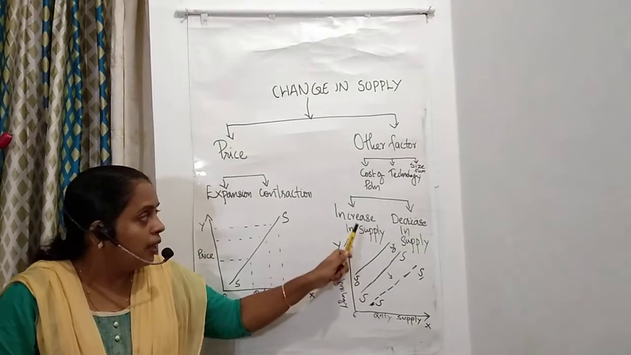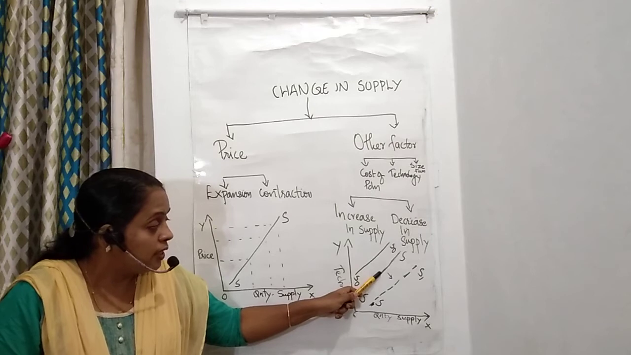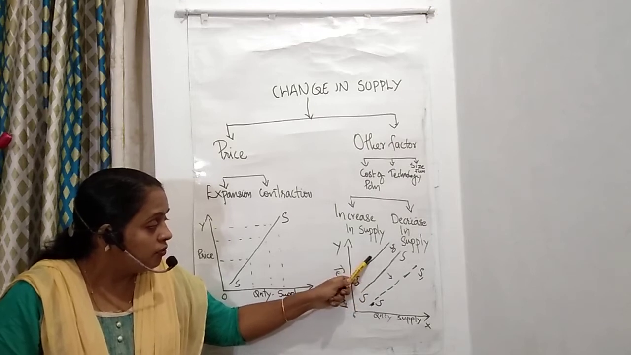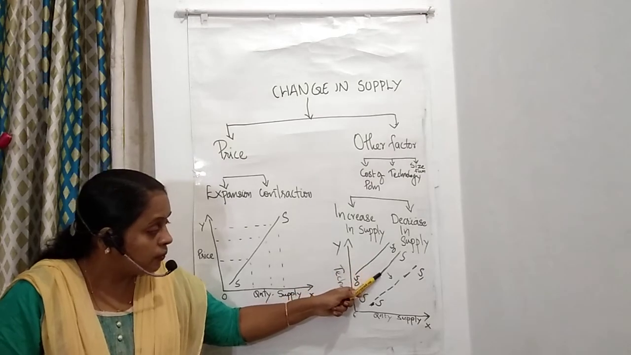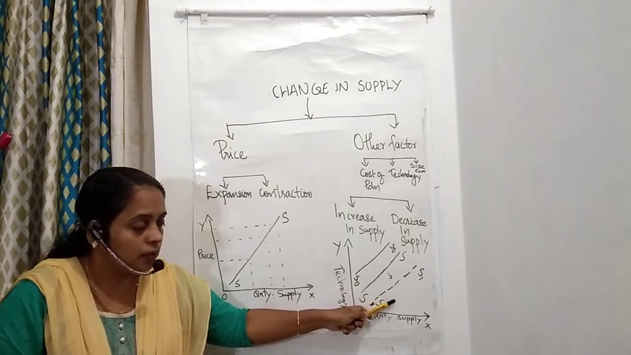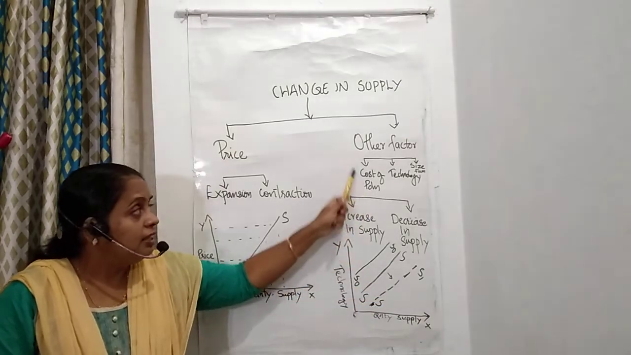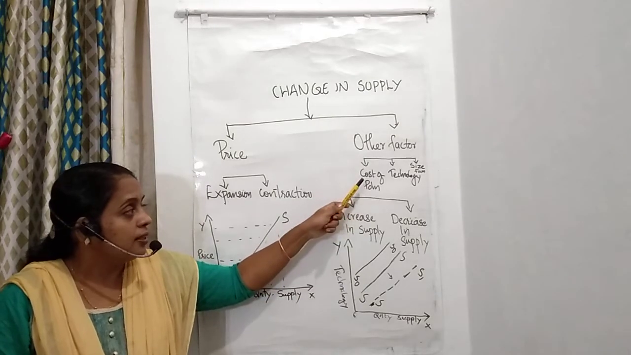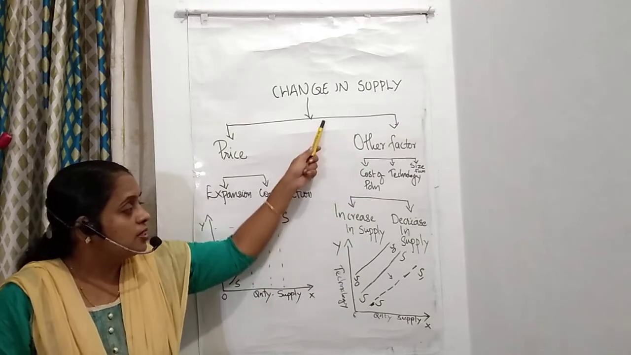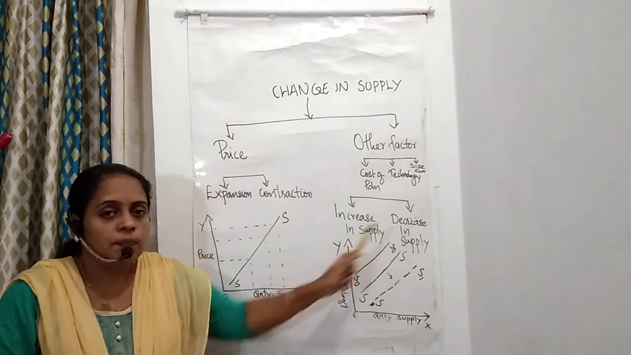Okay. In the same manner, cost of production increases. What happened? Cost of production increases, the supply curve shifts leftward, supply കുറഞ്ഞു. Cost of production reduced, supply curve shifts rightward. This manner changes come. Okay, but these are the other factors that affect supply. Because of other factors, when supply changes, this is known as increase in supply or decrease in supply.